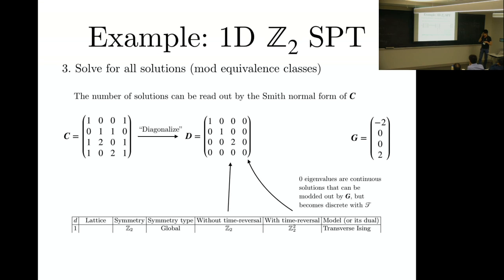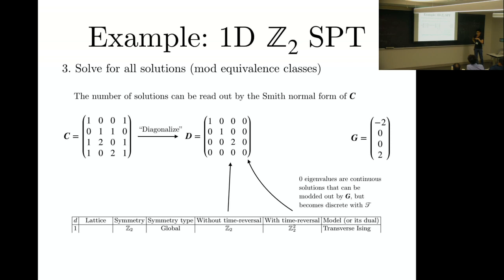But in this case, it gets modded out by this equivalence class, and you actually throw away the zero. But now, if I want to add time reversal, time reversal requires my matrix M to be real. So it makes this continuous solution discrete, and I get an extra Z2. So I can basically write out the solution as, without time reversal, the non-zero and non-one eigenvalues. And with time reversal, I just add a Z2 for every zero eigenvalue I find.